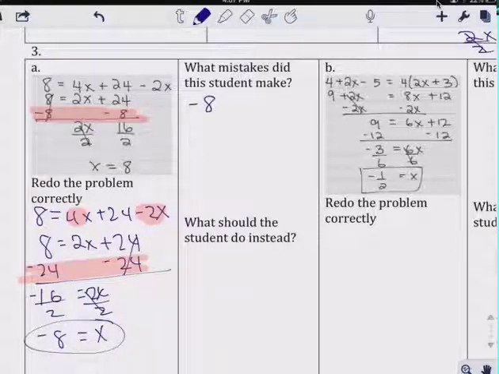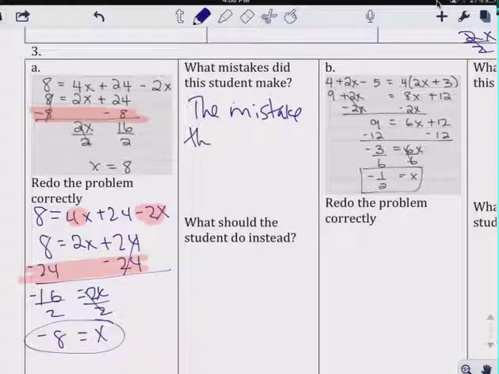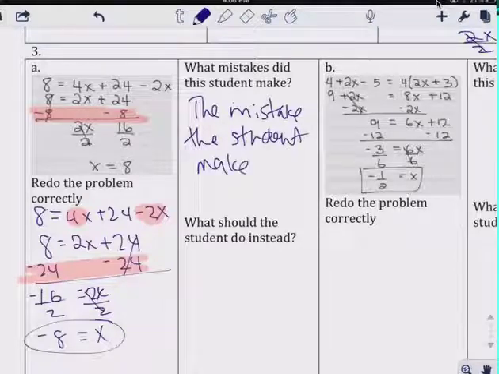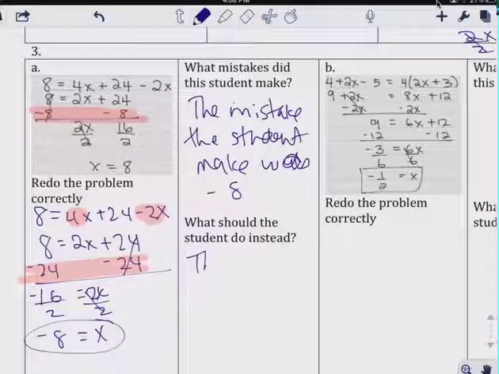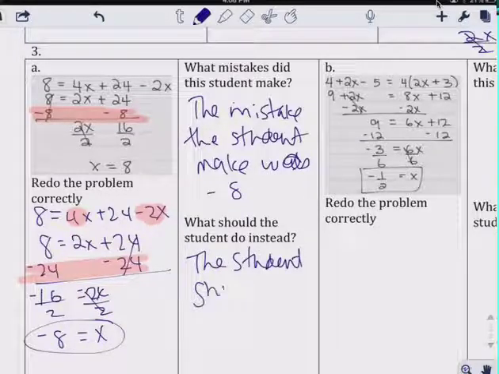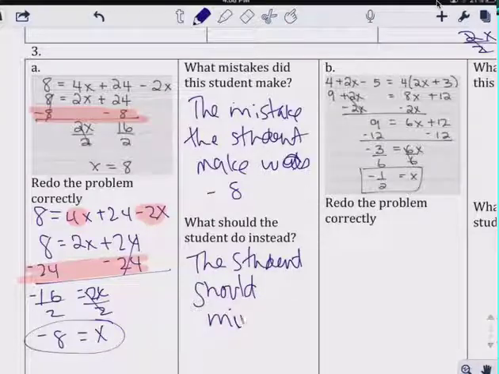Minus 8. The mistake the student made was minus 8. What should a student do instead? The student should minus 24.